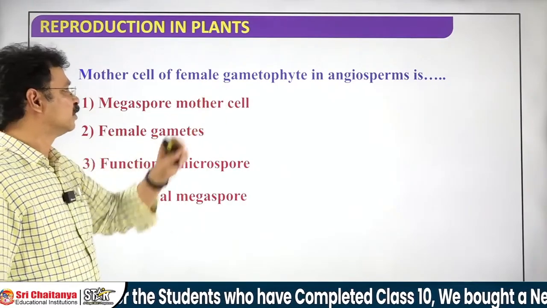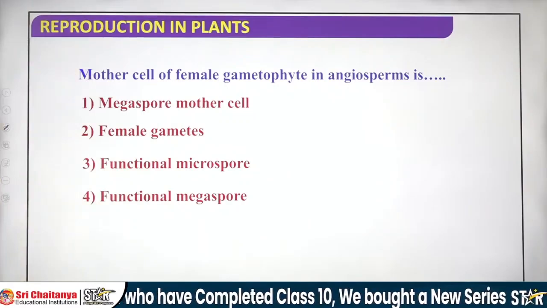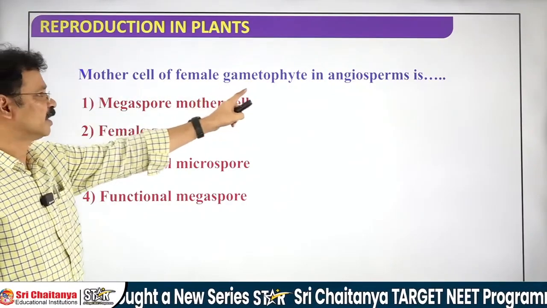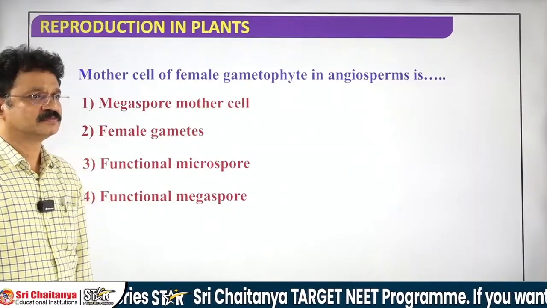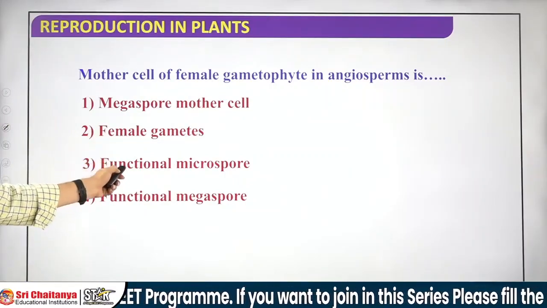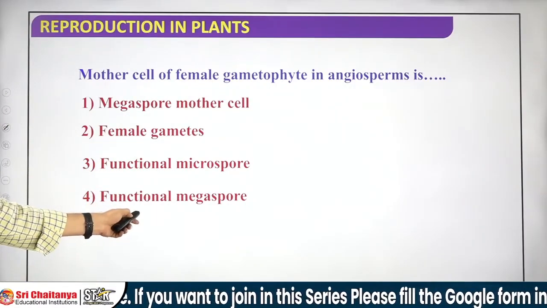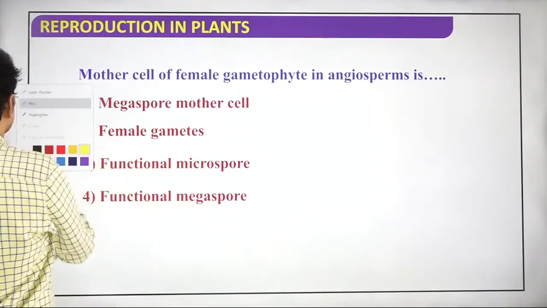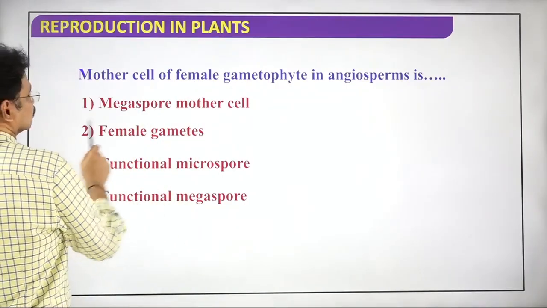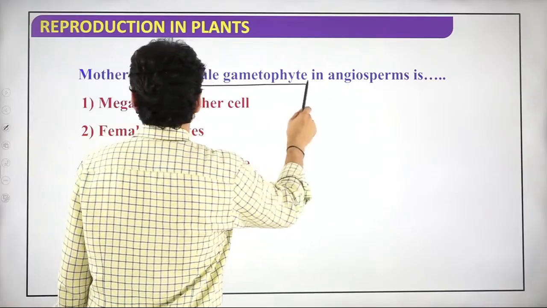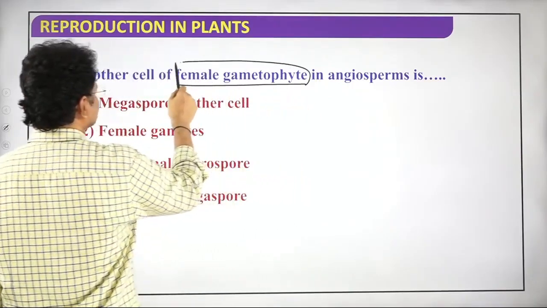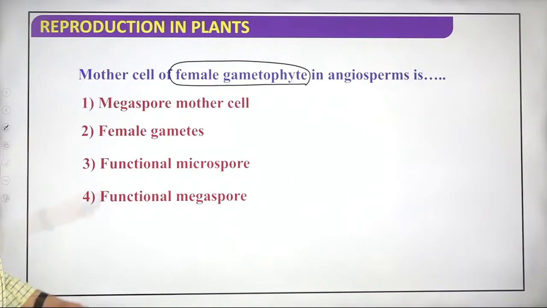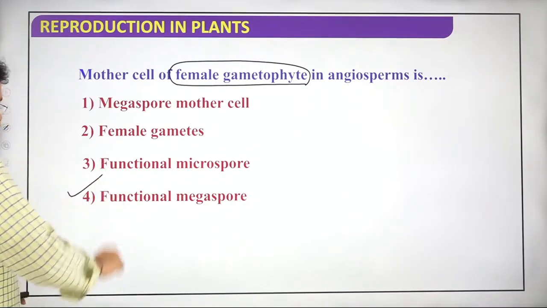Mother cell of male gametophyte in angiosperm is... female gametophyte, sorry. What is the mother cell of female gametophyte in angiosperm? Megaspore mother cell, or female gamete, or functional megaspore, or functional microspore. Other name of the female gametophyte is embryo sac. I am asking about what is the first cell or mother cell for development of this female gametophyte. Name of mother cell. Yes, fourth option, right answer.